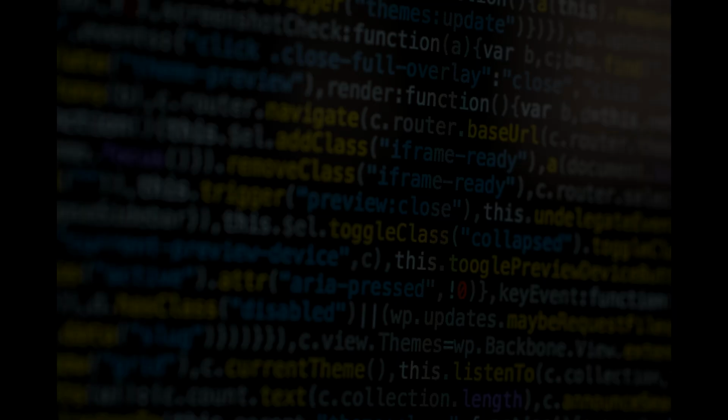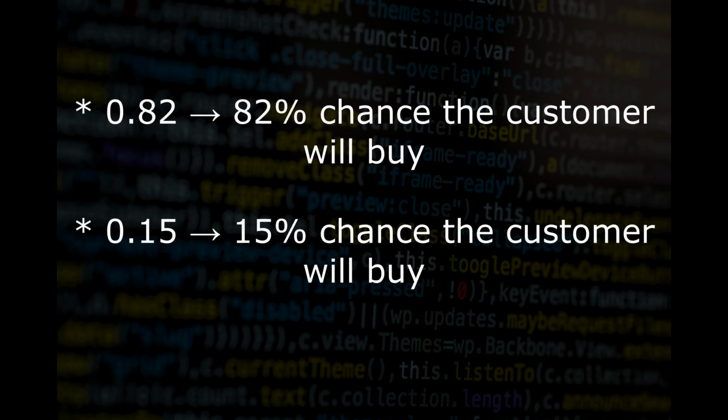Then why is it called regression? This is where the confusion begins. Logistic regression does calculate a numeric value internally, but that number is a probability, always between 0 and 1. For example, 0.82 means an 82% chance the customer will buy, or 0.15 means a 15% chance the customer will buy.